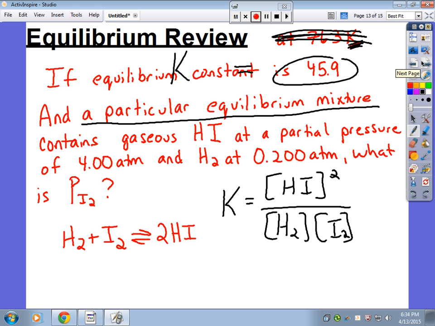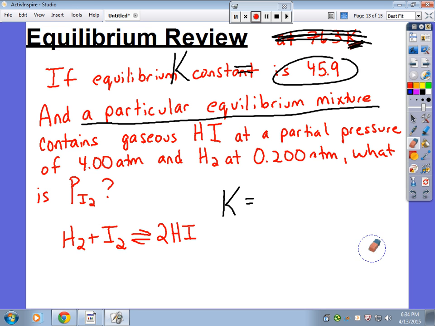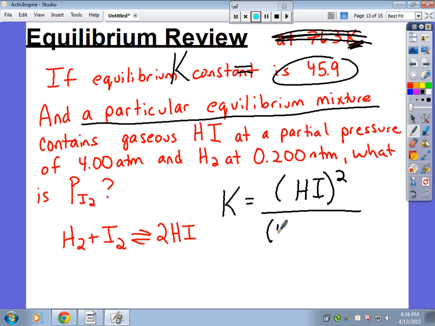So what do I know? Oh look, these are in terms of atmospheres. So if I was really writing this and wanted to get extra credit on it, I could go ahead and rewrite this. Brackets are fine as far as I'm concerned, but you might see this in some kind of problem with parentheses.